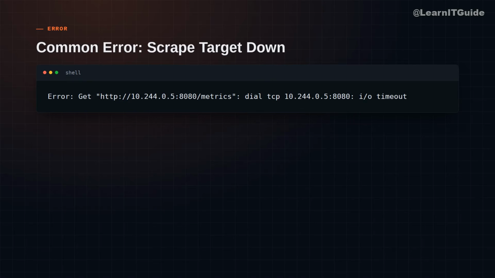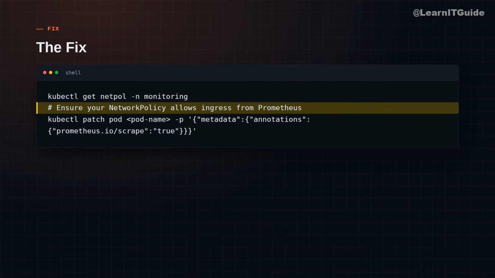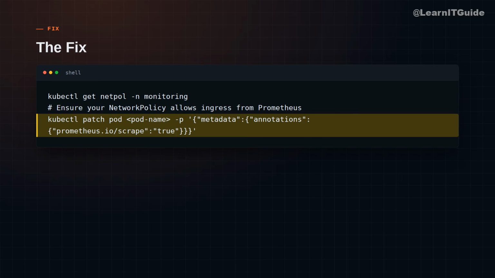A common mistake is the scrape target timeout error. This happens when Prometheus cannot reach the pod's network address. This is usually caused by a restrictive network policy or the pod not listening on the expected port. To fix this, first check your network policies. Ensure they allow traffic from the Prometheus namespace. Then, verify that the required annotation is actually on your pod. Use the patch command shown here to enable scraping without redeploying your entire application.